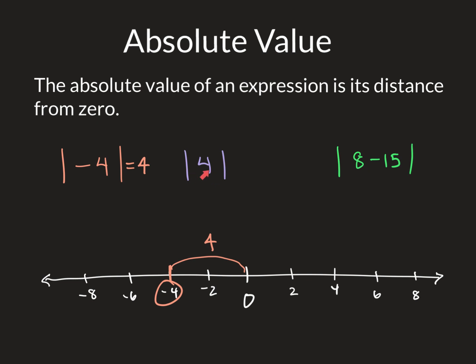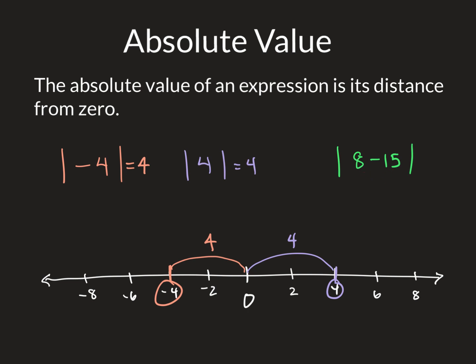What about just +4? Sometimes people think that this is going to make it a negative, but that's not what's going to happen. This is also going to be equal to 4 because 4 is also 4 units away from 0. So this is also just equal to 4.